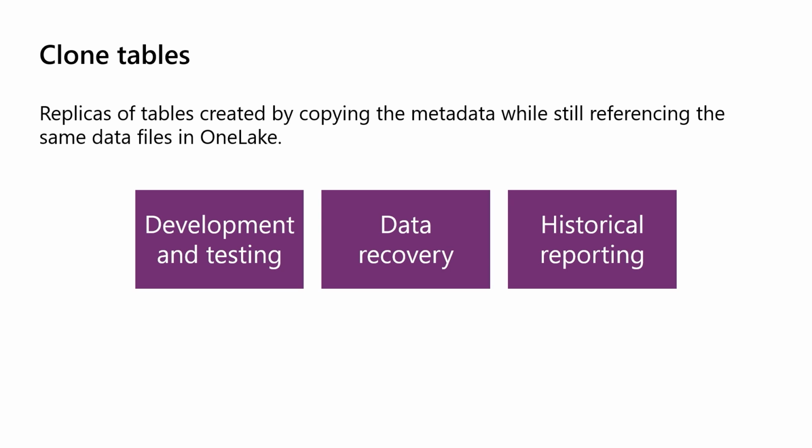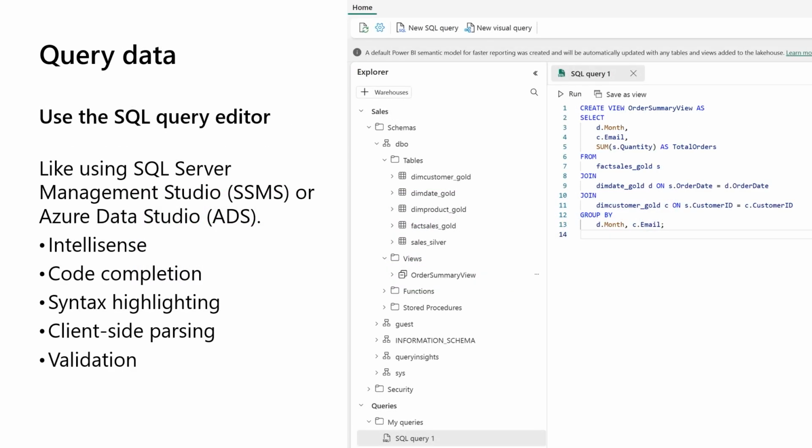Use clone tables in data recovery. In the event of a failed release or data corruption, table clones can retain the previous state of the data, enabling data recovery. And use clone tables in historical reporting. They help to create historical reports that reflect the state of the data at specific points in time and preserve data at specific business milestones.